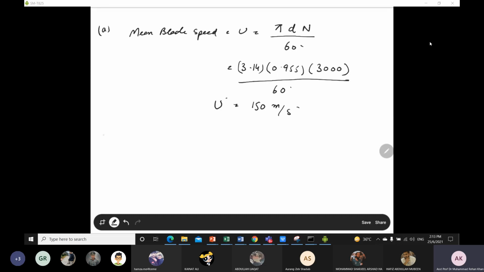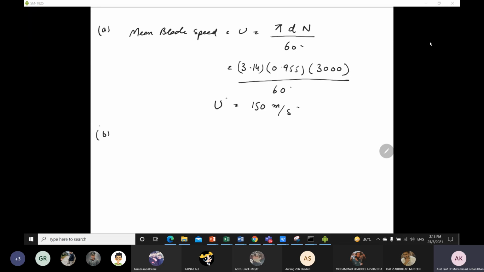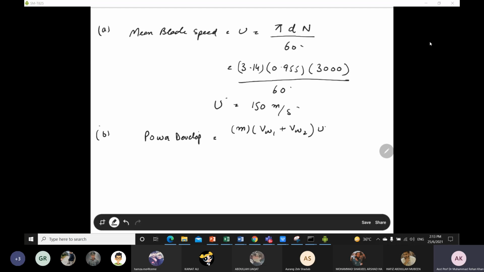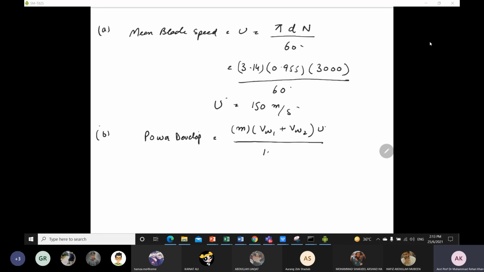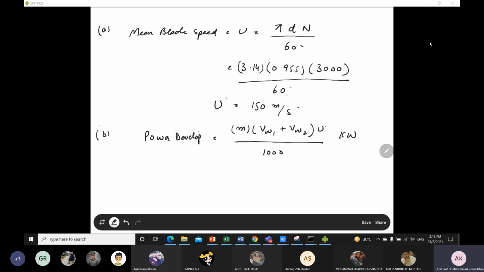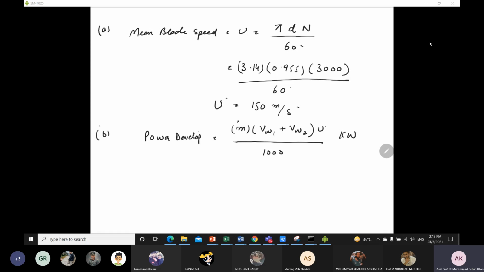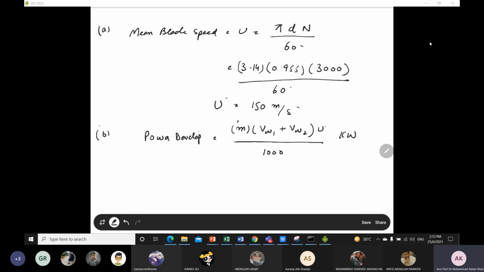Now coming towards part B. In part B, we have to find the power value. The power formula we already know: mass flow rate times VW1 plus VW2 times U, divided by 1000, so that you will get the units in kilowatt. This formula we already discussed in the last class as well. Another important thing: it is not mentioned in the problem statement, so for the mass flow rate you have to use 1 kg per second.